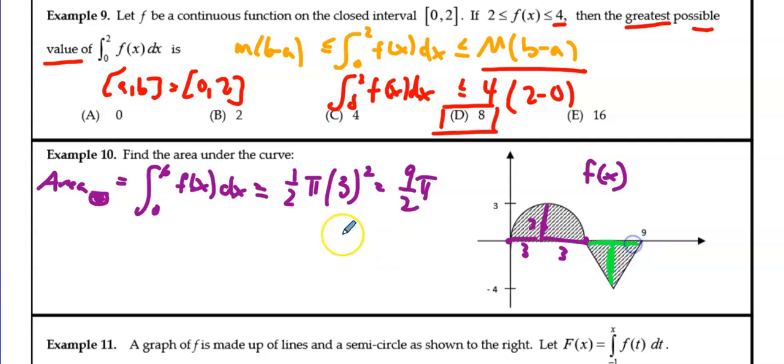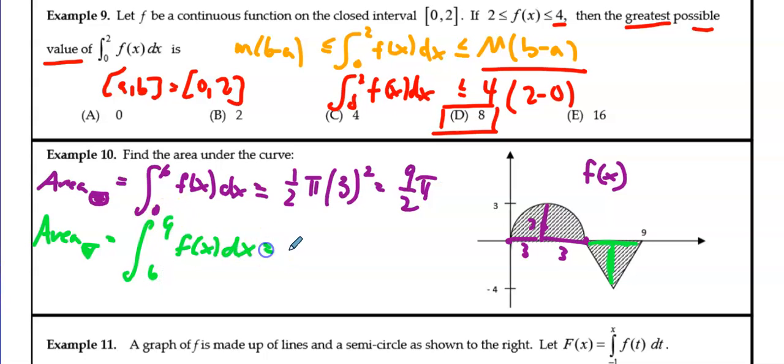We want to find the area of this triangle, and again, we know the area of the triangle is going to be negative because it's underneath the x-axis. So the area of a triangle is going to be from 6 to 9 of f of x dx, and we know this value is going to already be negative, right? It's already going to be negative.